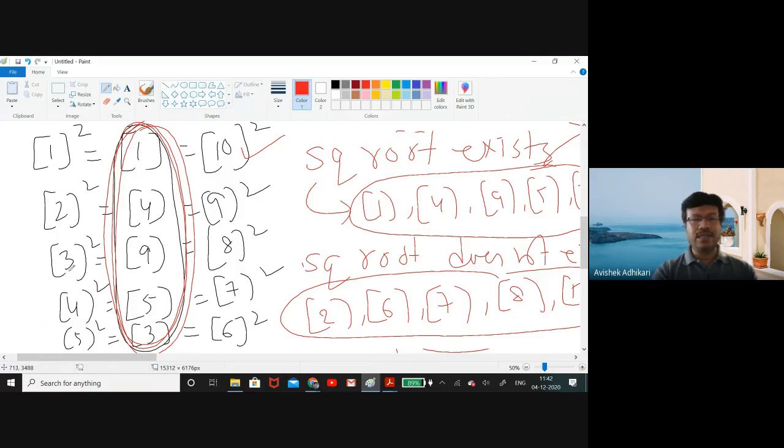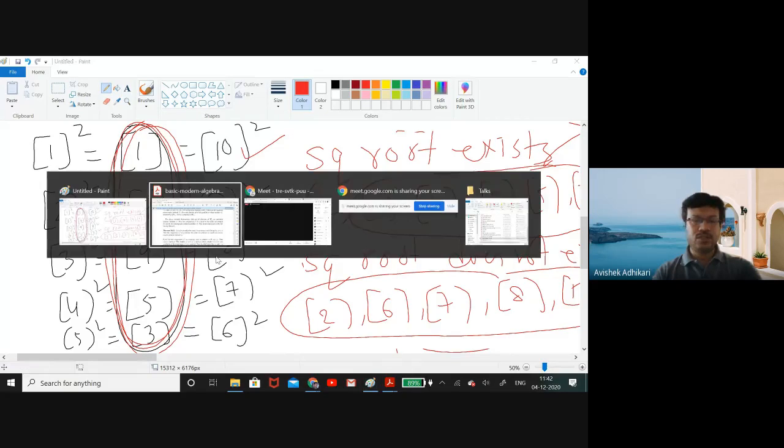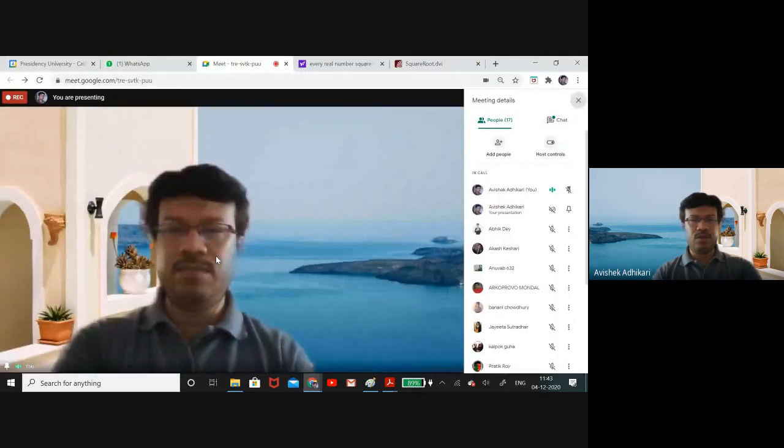For 9, exactly 2. So if you consider any element, for example, from ZP star, two cases may happen. Either it is a quadratic residue or it is not a quadratic residue. If it is a quadratic residue, then it will have exactly two square roots, right? So that's again a very important observation.